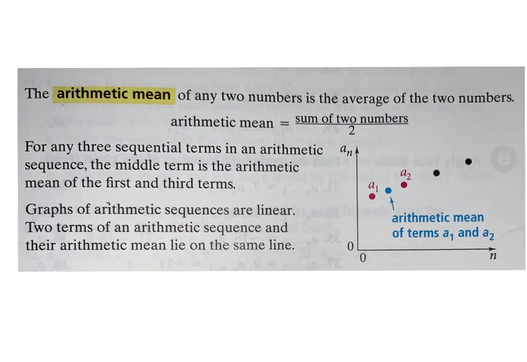All right, this is a term that means what you learned in like 6th grade with mean, median, and mode. The arithmetic mean of any two numbers is the average of the two numbers. Add them and divide by 2. So for any three sequential terms in an arithmetic sequence, the middle term is the arithmetic mean of the first and third terms. So they give you the sequence here, a sub 1, a sub 2. Literally, add and divide by 2.